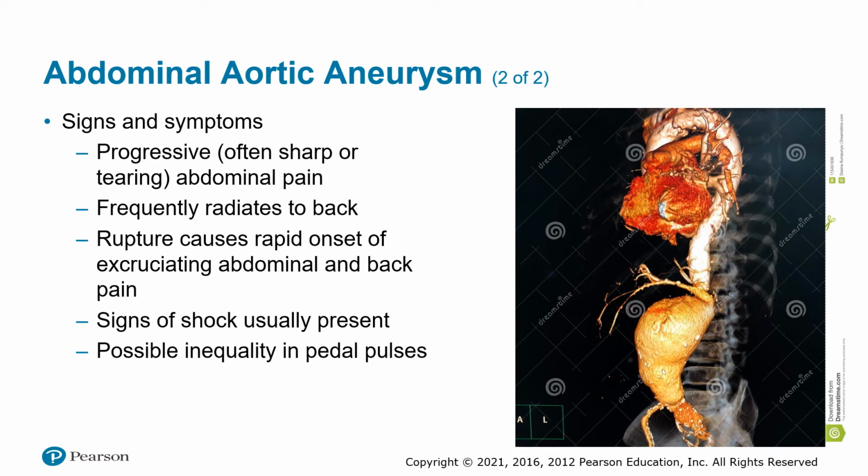So it's progressive, often sharp or tearing pain. It frequently radiates to the back. Rupture causes rapid onset of excruciating abdominal pain. Signs of shock usually present, and with the possibility of unequal pulses.